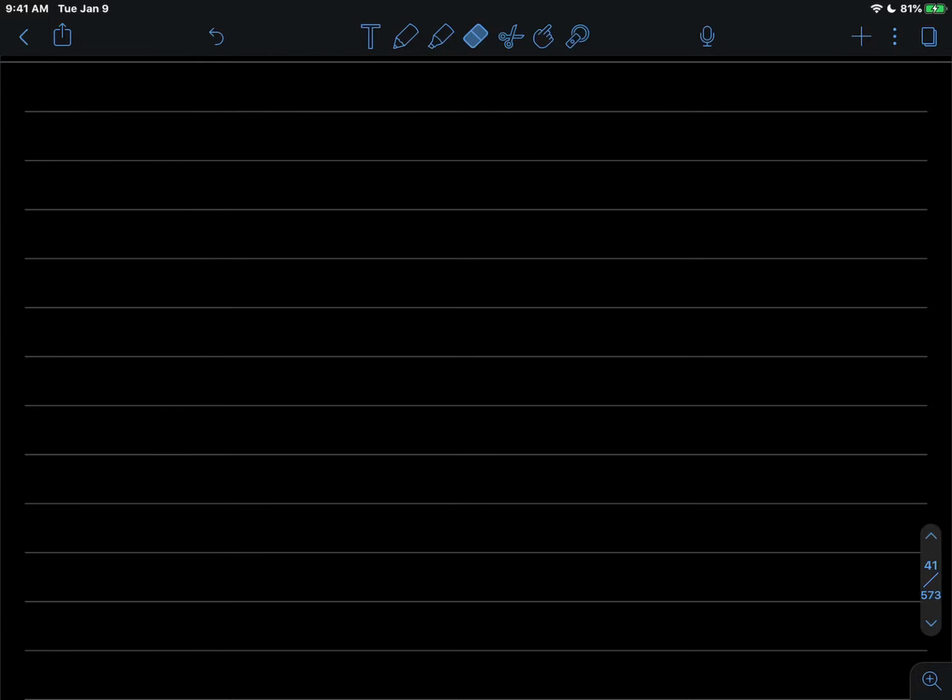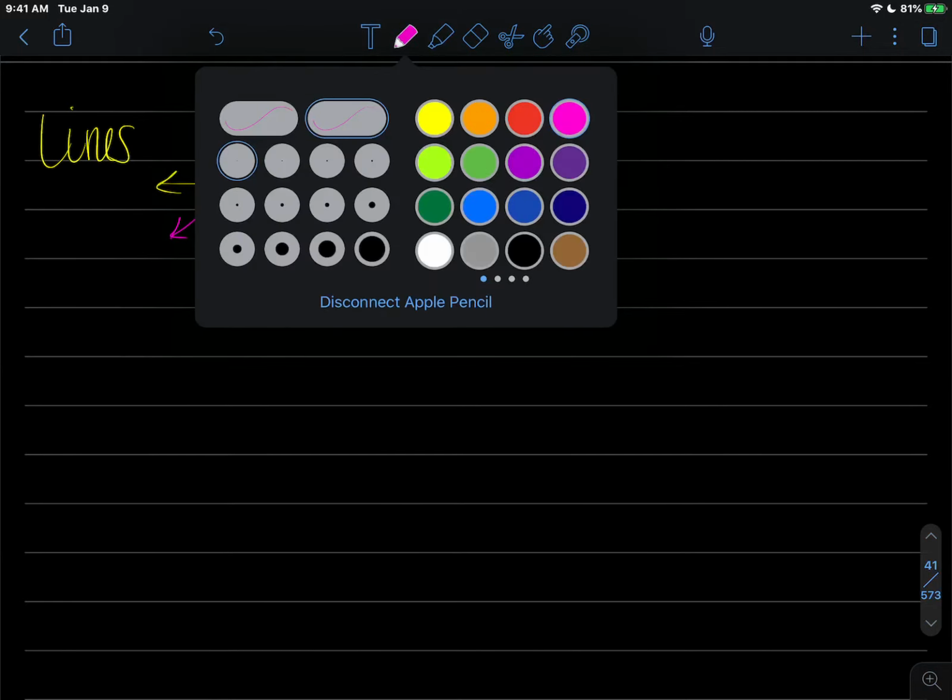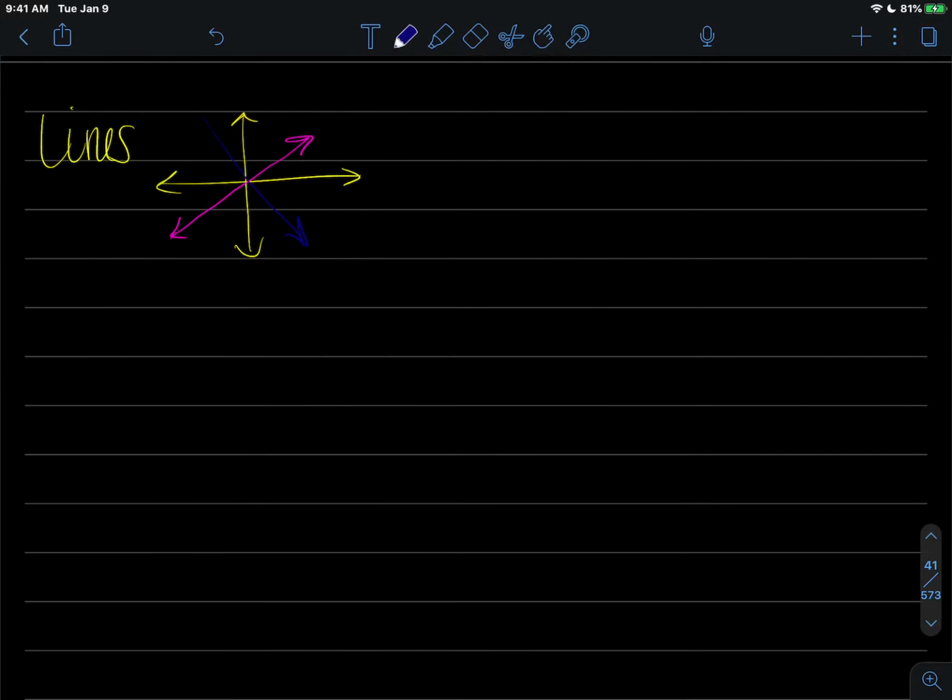Well, actually, let me start in a different place. So, lines, right? They usually look like this on a graph. And they can face a couple of different directions. Doesn't necessarily always have to be exactly like these, but you get the general idea.